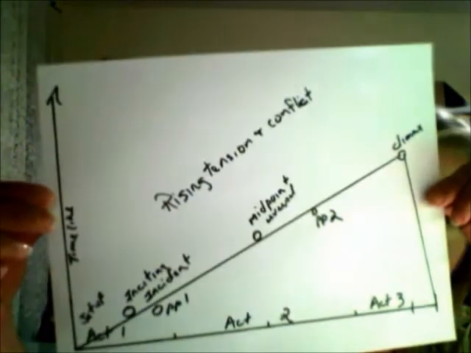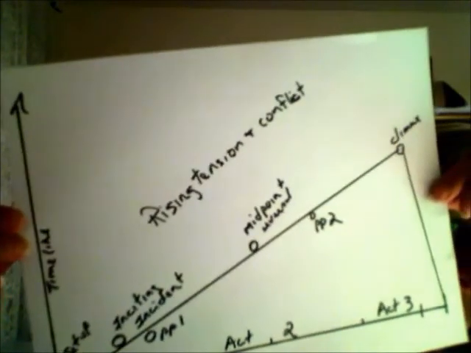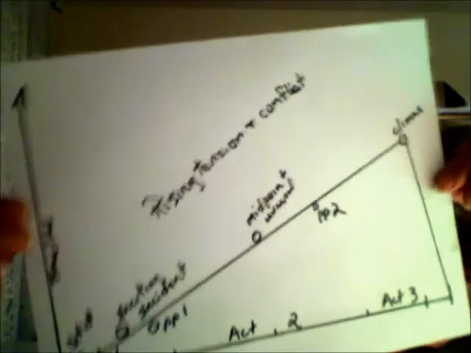Now I'm going to show you another chart of the 3-act structure to show you that it's not actually a linear line that's flat, but it's actually a line that goes uphill. You see that? It says rising tension and conflict. So as you're writing your story, you want to keep thinking about how you can increase the tension.